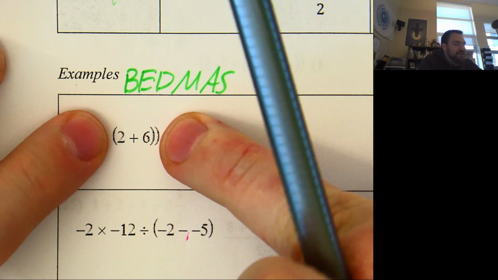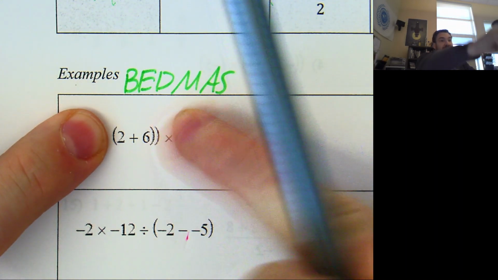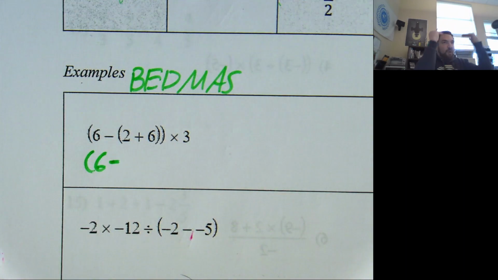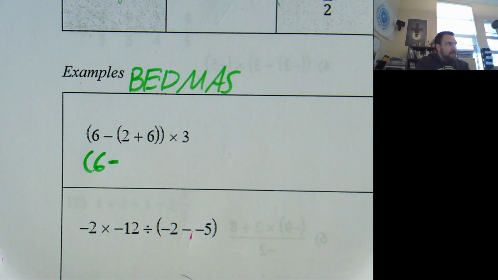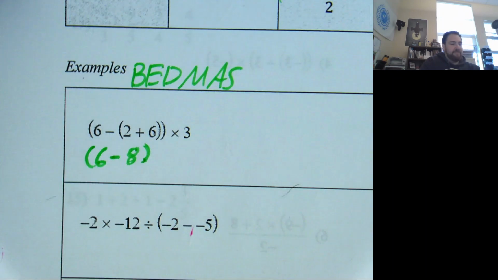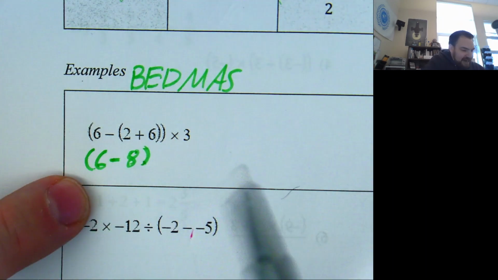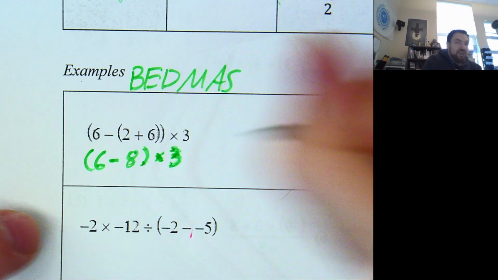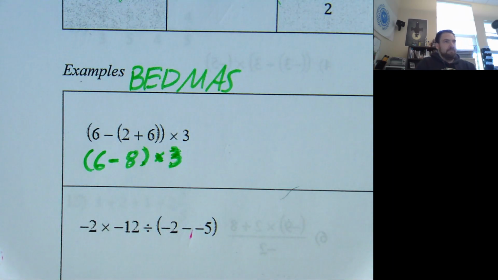So 2 plus 6 is? 8. You were totally correct. So 6 minus. Again, I'm changing one thing at a time. 2 plus 6 is 8. The outer brackets stay, and I've got a times 3 here. Change one thing at a time.